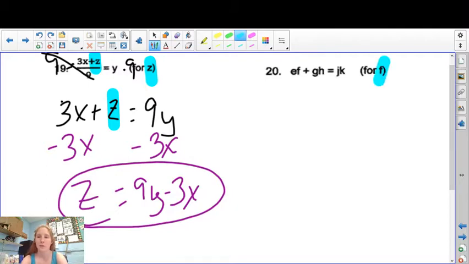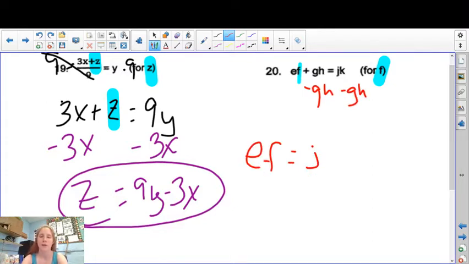Number 20, I'm looking for F, and right now F is being multiplied with E. So I have to undo the stuff that doesn't help, so minus my G and my H. So I have EF is equal to JK minus GH.